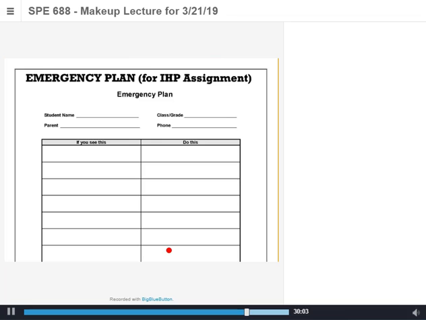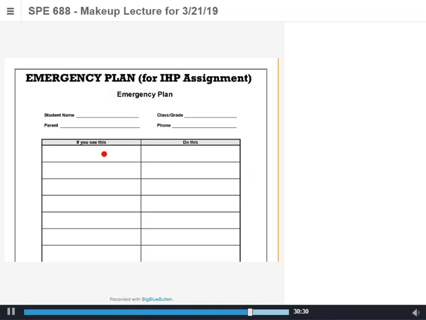All right, so here is the very simplest way you can write an emergency plan. As you are doing your research, you may find an emergency plan template specific to your condition, and that would be much better. But if you can't find that, basically all an emergency plan is the student's name, and if you see this, do this. That's all an emergency plan is.